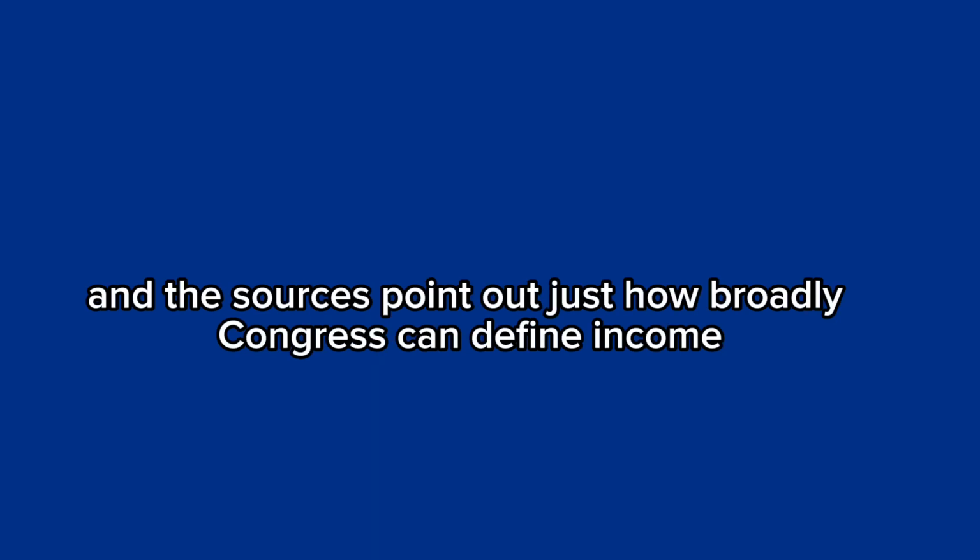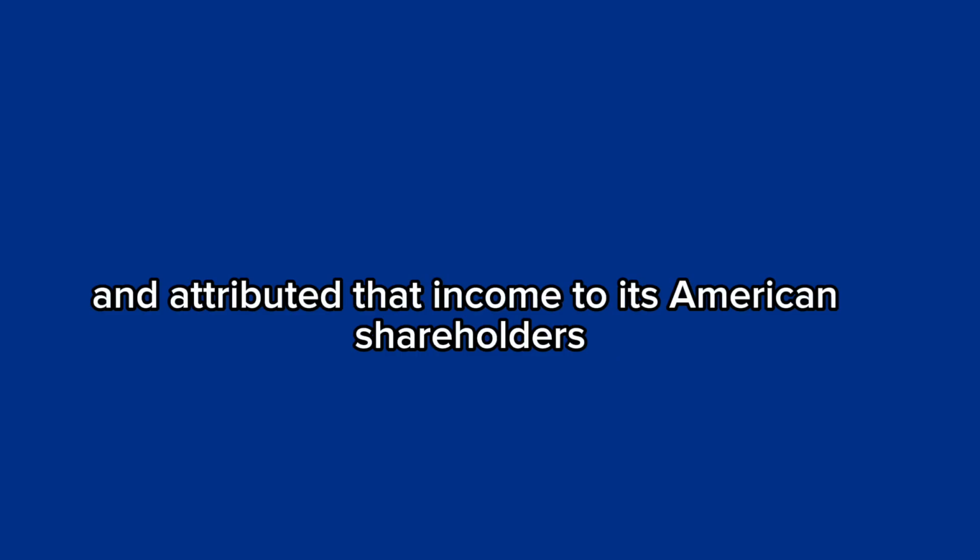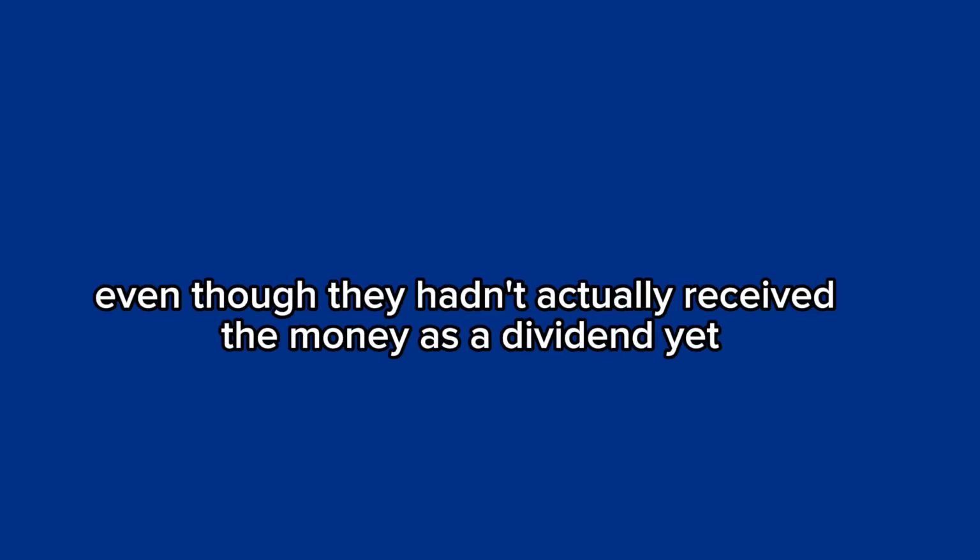And the sources point out just how broadly Congress can define income for tax purposes. It can reach deep into really complex financial setups. Can you give us a modern example of that reach? Sure, there was a recent case in 2024, Moore v. U.S. The Supreme Court looked at a specific provision of the tax code that took the undistributed profits of a foreign company and attributed that income to its American shareholders and then taxed them on it. Even though they hadn't actually received the money as a dividend yet. That's right. And the court upheld it.